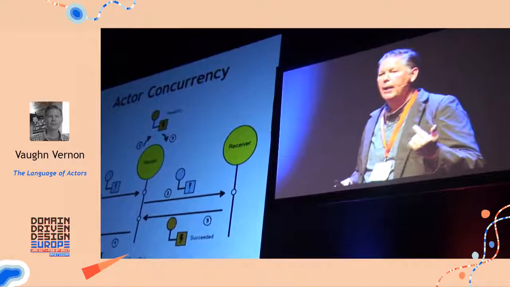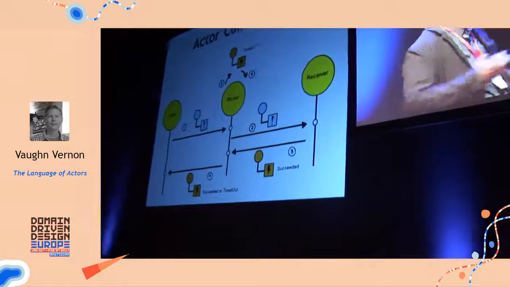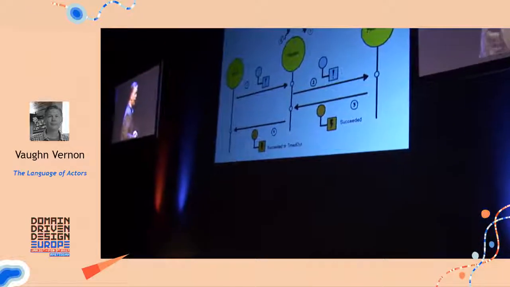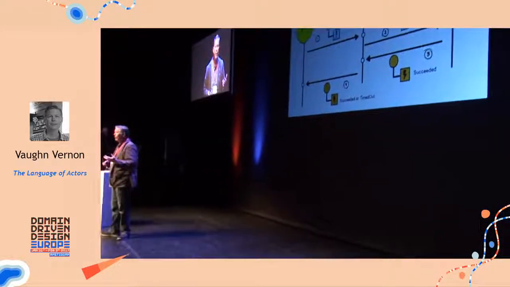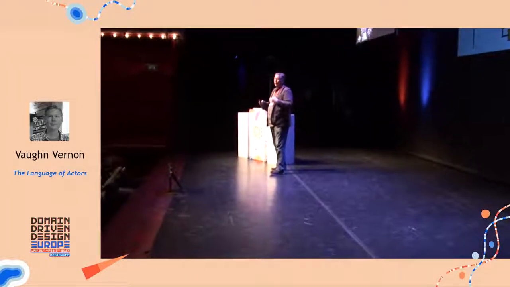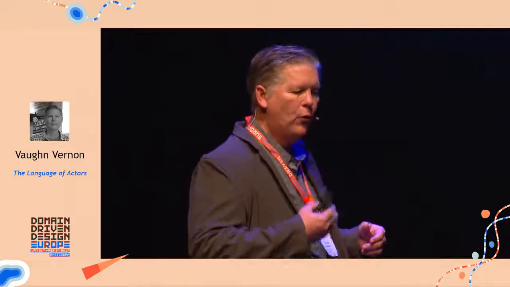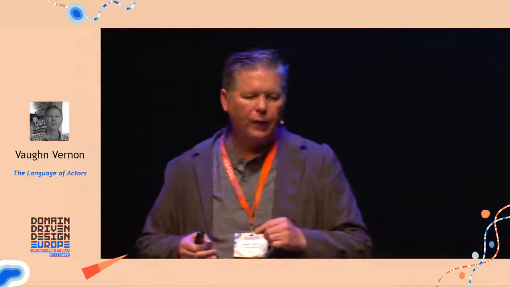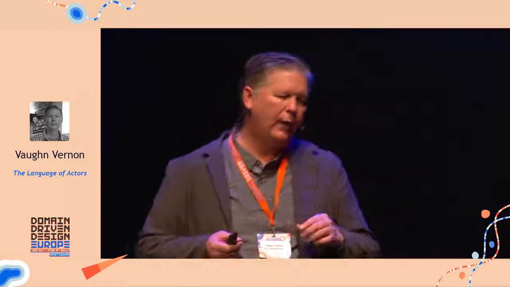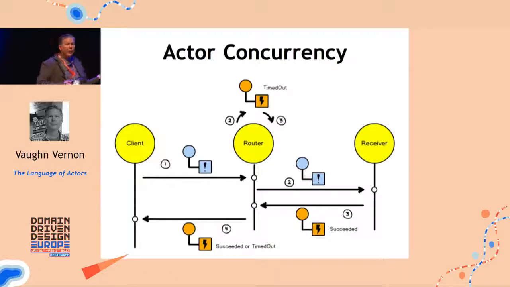Will the timeout message be delivered before the receiver takes step 3 and sends a message back to the original router? If the timeout message is received first, then the timeout occurs. Otherwise, if the receiver sends its message before the timeout message enters the mailbox of the router, then that's what will be delivered. And so step 4, going back to the original client, will either be a succeeded message or a timed out message.